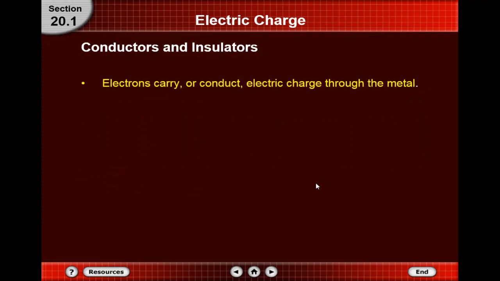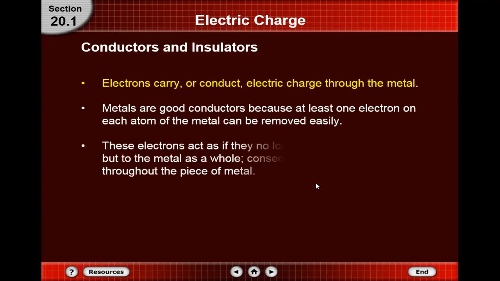Electrons carry or conduct electric charge through the metal. Metals are good conductors because at least one electron on each atom of the metal can be removed easily.